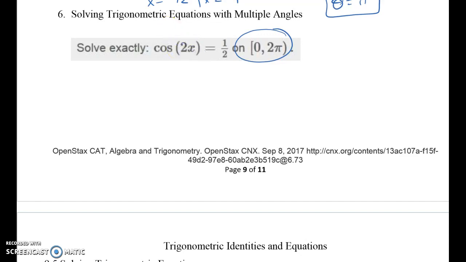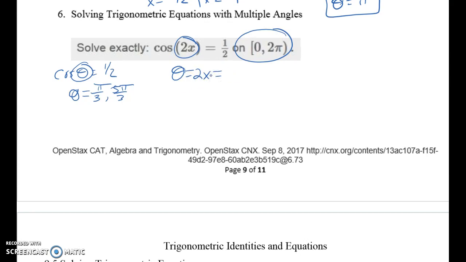But I am going to think about my trig circle and think, where does cosine of an angle equal 1/2? According to our unit circle, that occurs when we're at pi over 3 and 5 pi over 3. So instead of 2x, I have a theta, so let's let theta equal 2x. And actually, let me work with what that was equal to. We know that both of those angles are here.